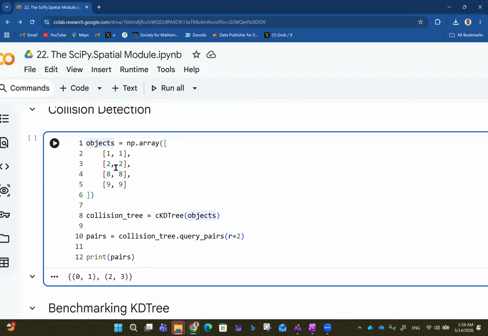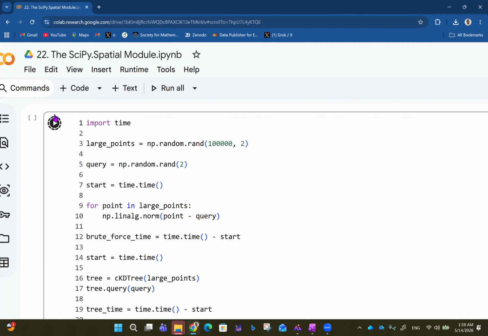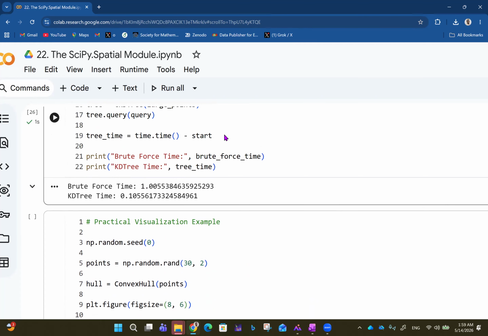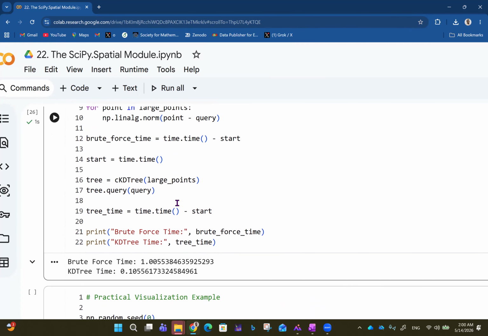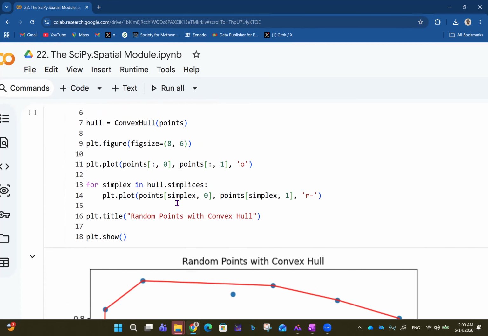Okay, we're back. So we are benchmarking KDTree, right? Here now you have brute force time, that's 1.00 something, whereas the KDTree time is like 10% of the brute force time. So you see the KDTree actually works faster. It's faster to use KDTree for benchmarking to do your stuff, right?